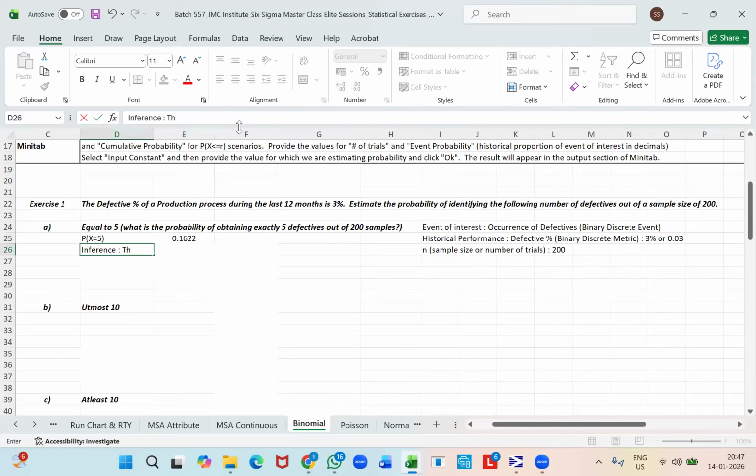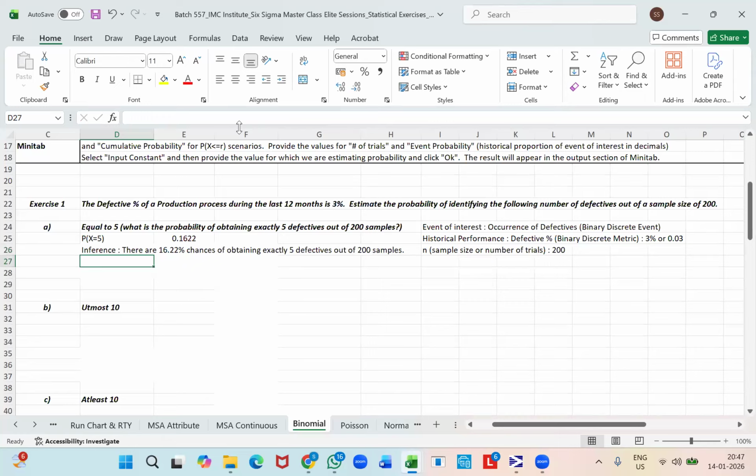So what will be the inference? We need to convert this decimal probability value into a percentage so that your leadership will be able to understand this better. So there are 16.22% chances of obtaining exactly 5 defectives out of 200 samples. So this will be my final inference.